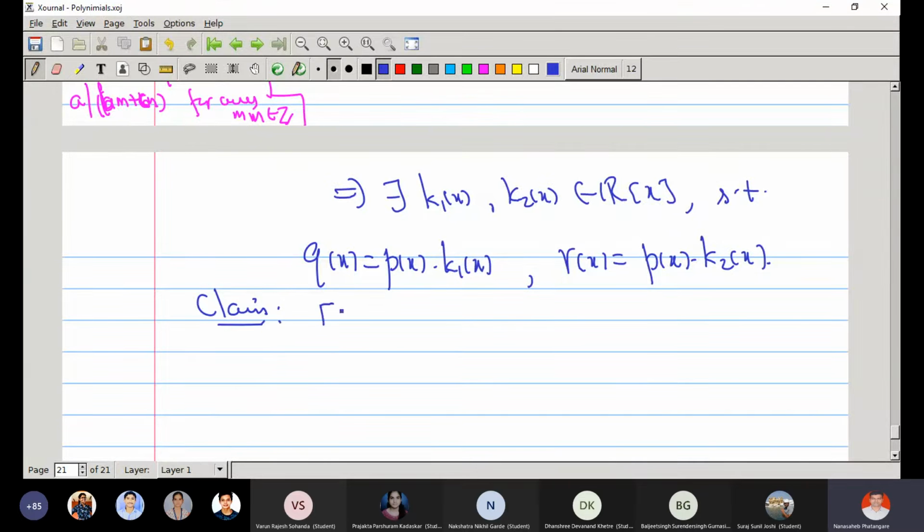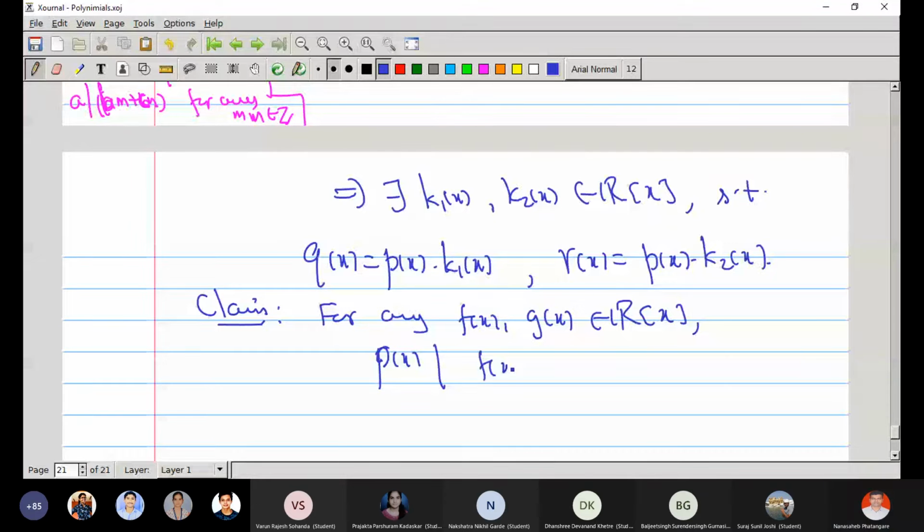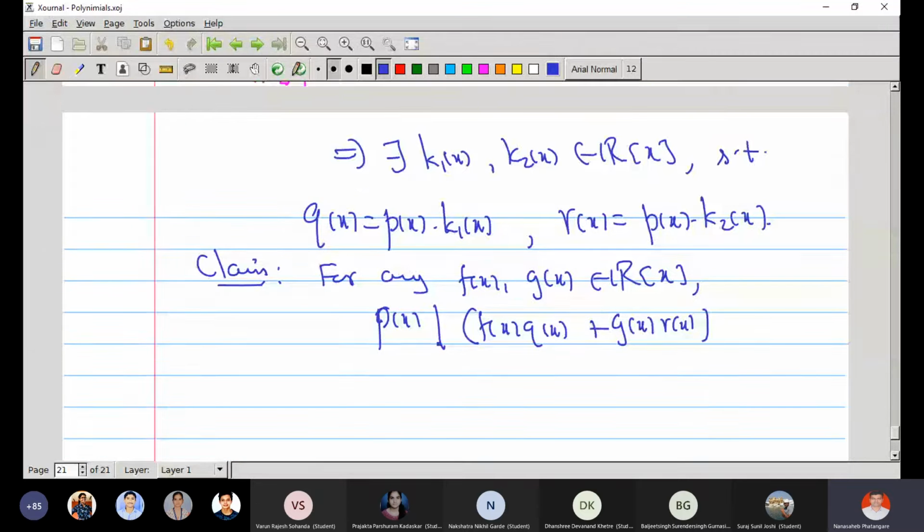For any f(x) and g(x) in R[x], whatever f(x) and g(x) you select, no problem. Our claim is P(x) divides f(x) times Q(x) plus g(x) times R(x). So P(x) is a factor of this sum. How will you see this?